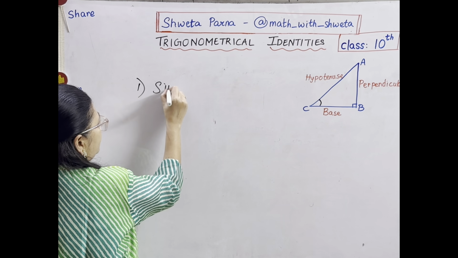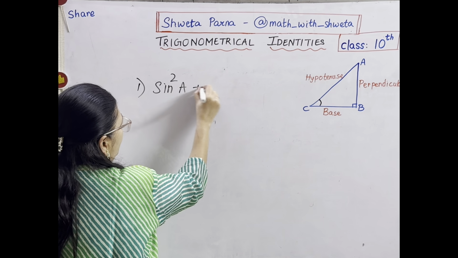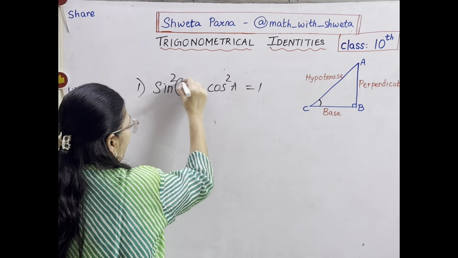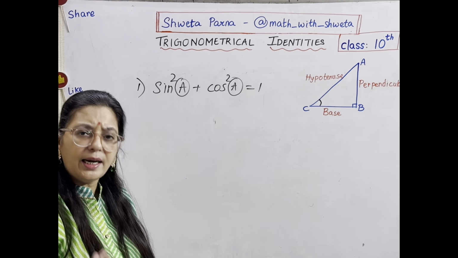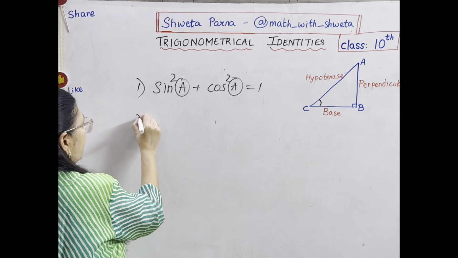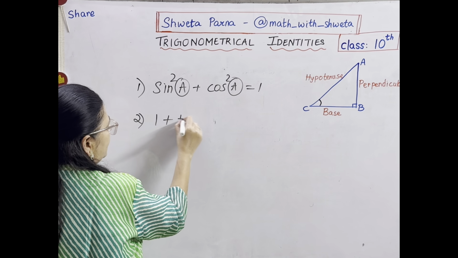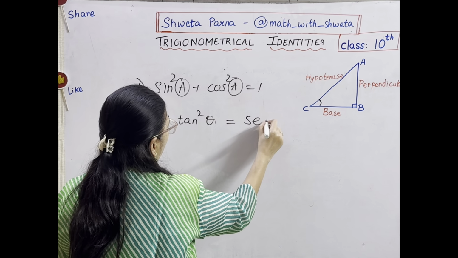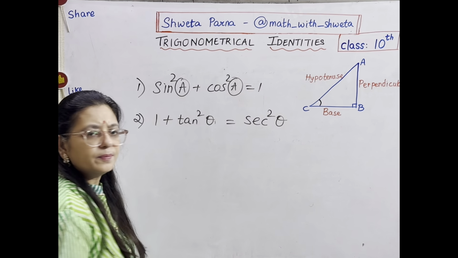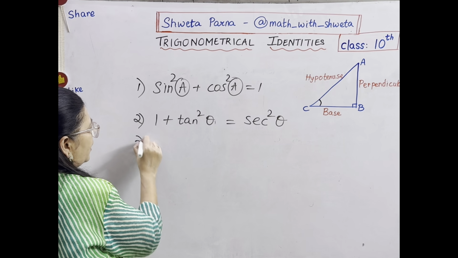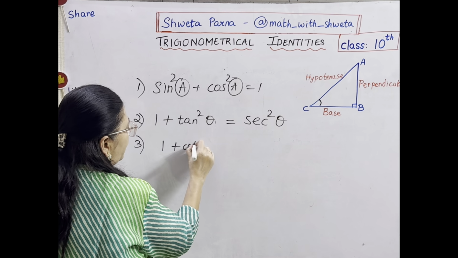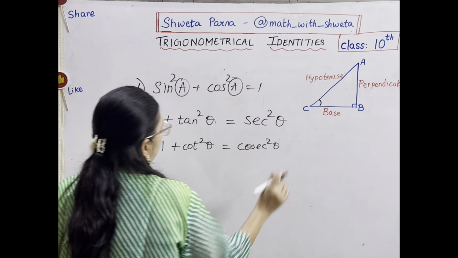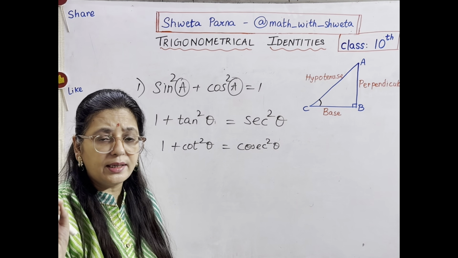The first one is sine square A plus cos square A is equal to 1. A can be theta, A can be any angle. Second one, 1 plus tan square A or tan square theta is equal to sec square theta. Third one, 1 plus cot square theta is equal to cosec square theta. This has to be thoroughly done.